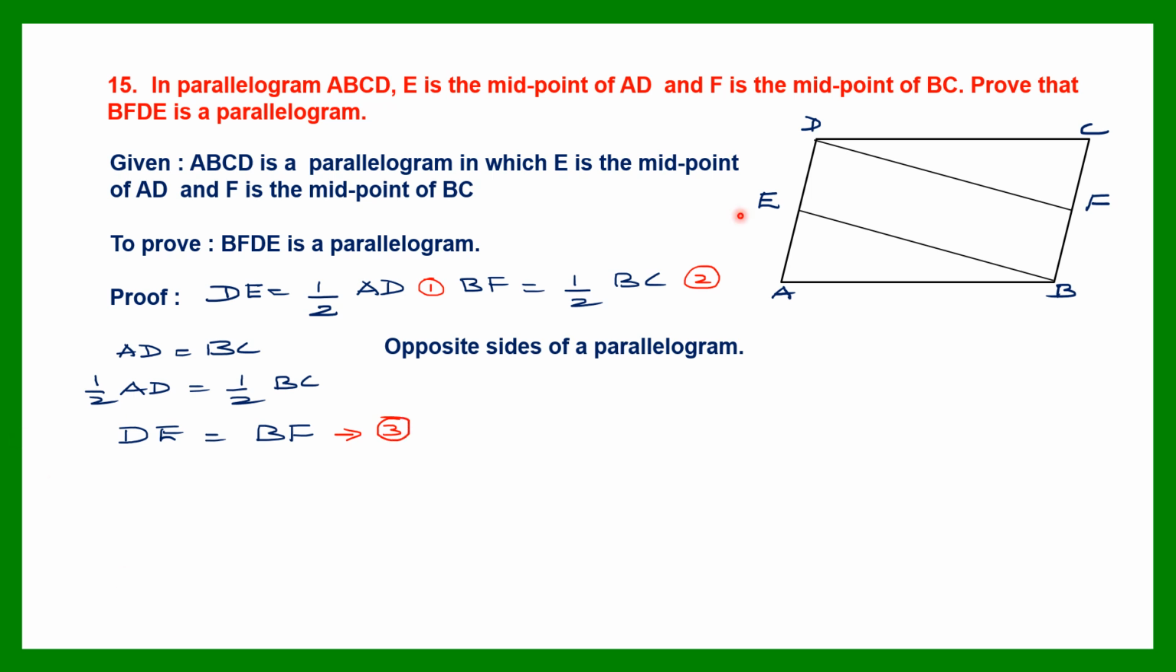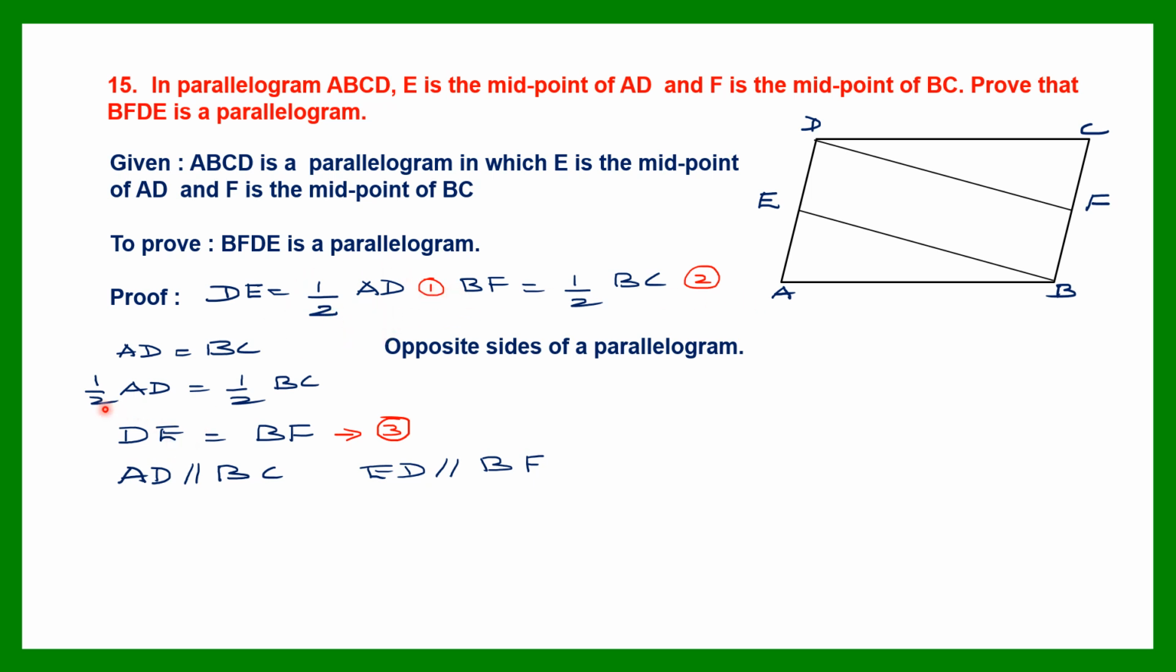Now look at these two sides, AD and BC. They are parallel to each other, aren't they? If they are parallel to each other, then ED is also parallel to BF. So let's write that. AD is parallel to BC. That means ED is parallel to BF.